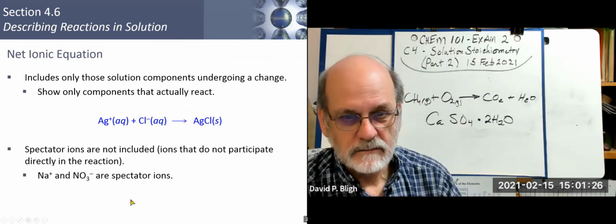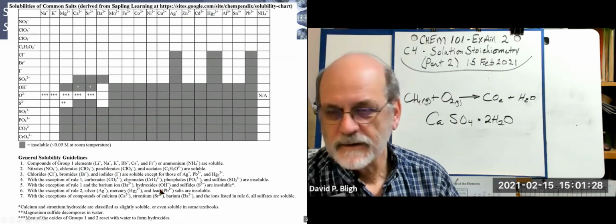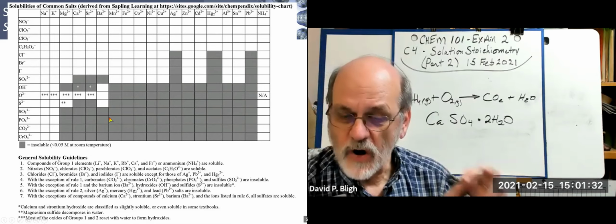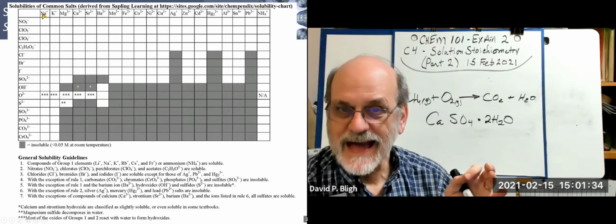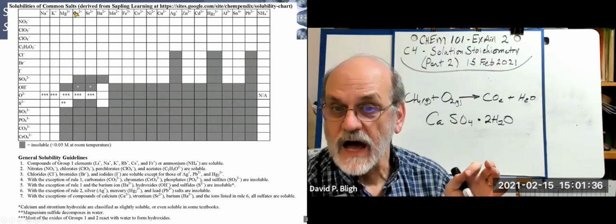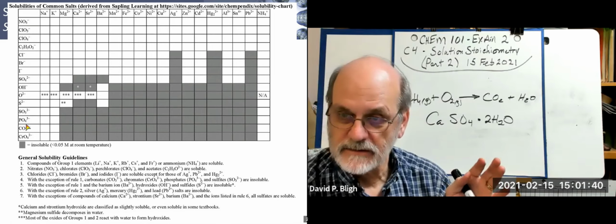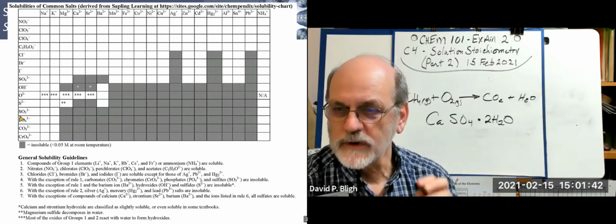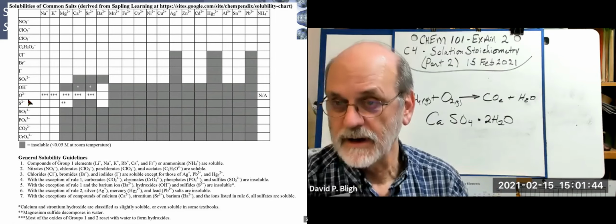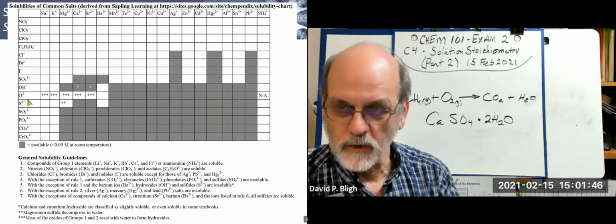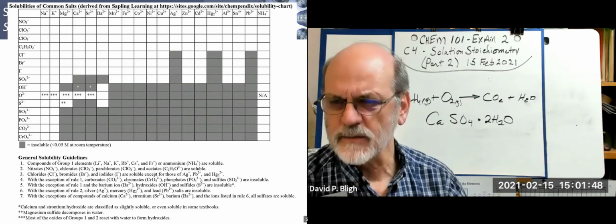Okay, now all of those rules aside, there's a chart. Where is it? There it is. I had to skip a few slides. So on this chart, you got the cations, or the positive ions, across the top, and then down the left-hand side, the anions. So all you have to do is just read it like a mileage chart on a road map.